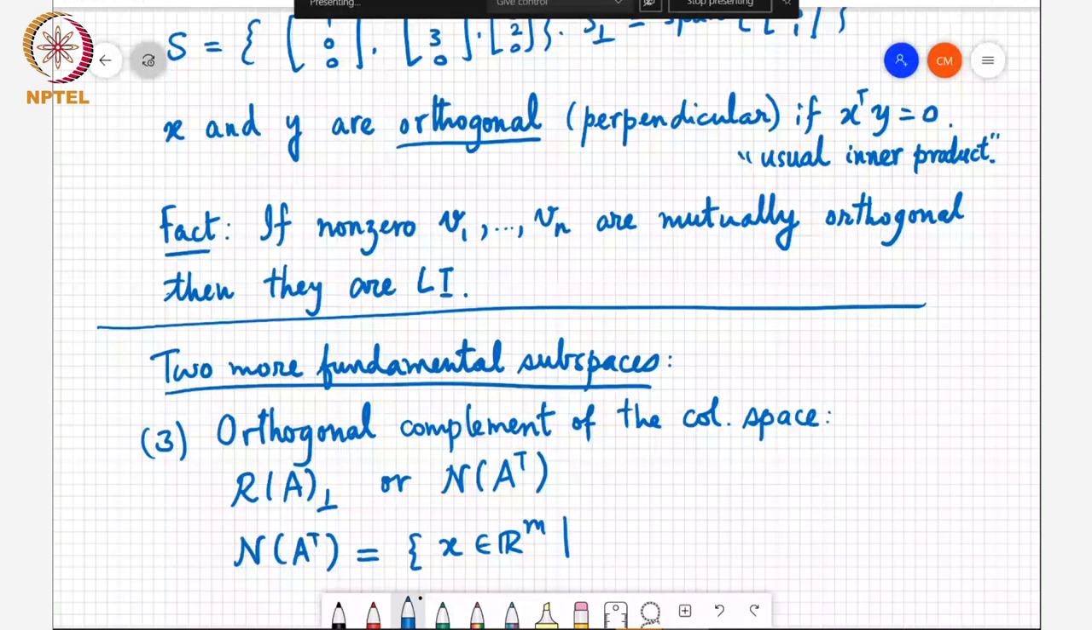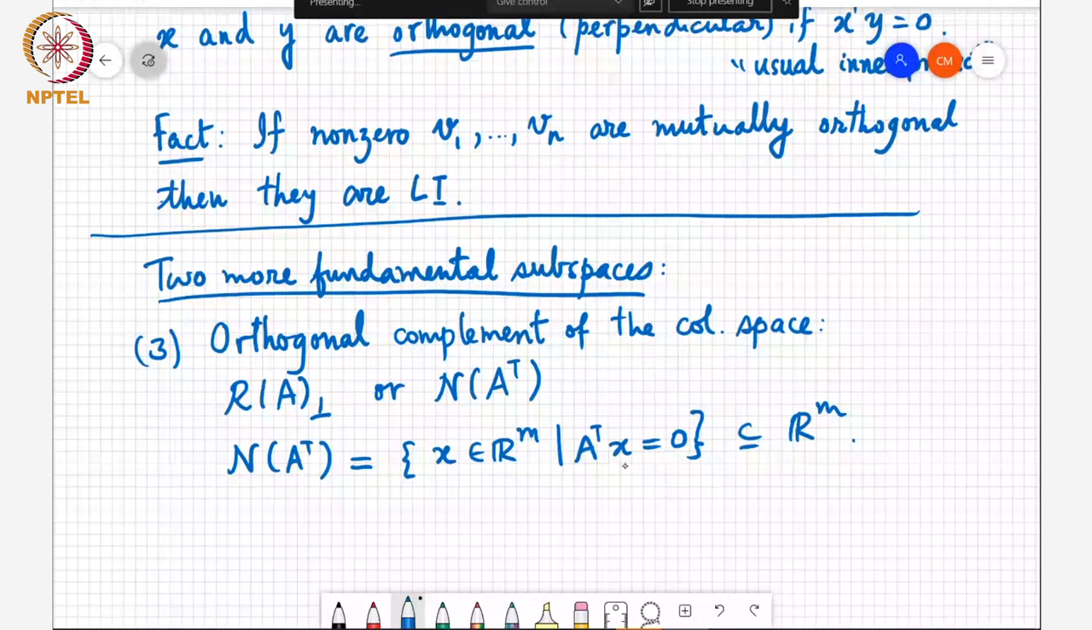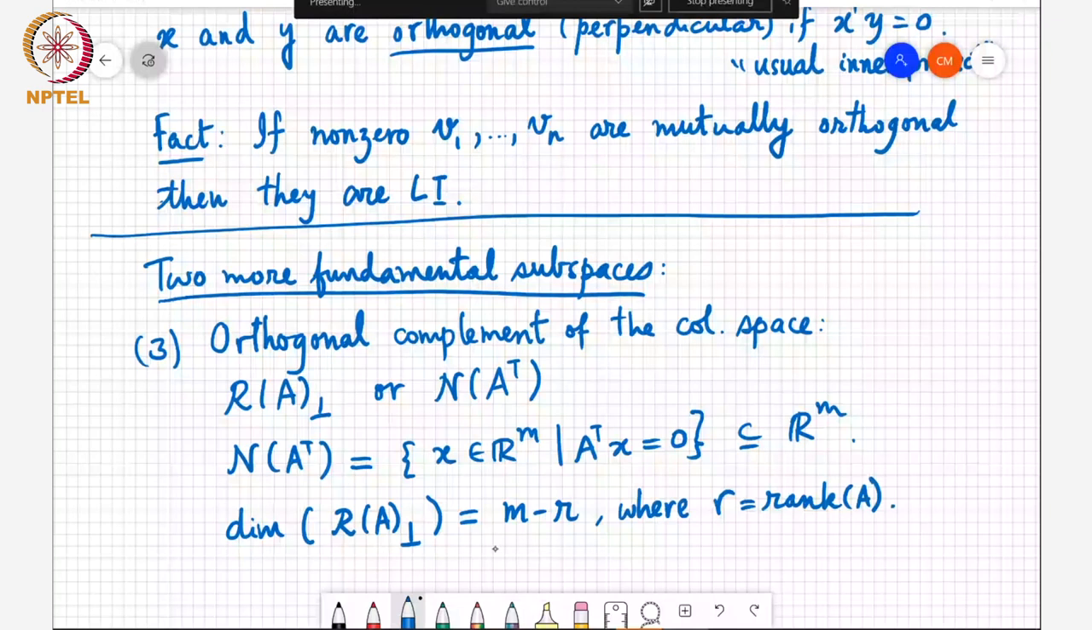And the dimension of R of A perp is equal to M minus R, where R is the rank of A. This is exactly the point that somebody just made: if you take a subspace like the column space and you take its orthogonal complement subspace, the two together have a dimensionality equal to the space that they are lying in, which is M. And so if the column space has a dimension R, then the orthogonal complement of the column space must have a dimension M minus R.